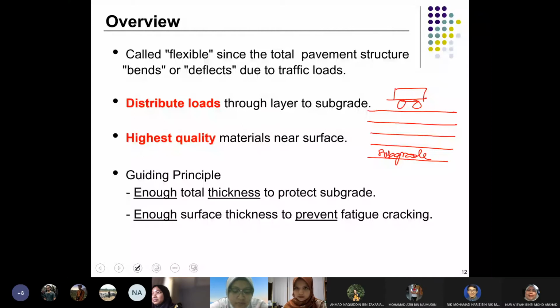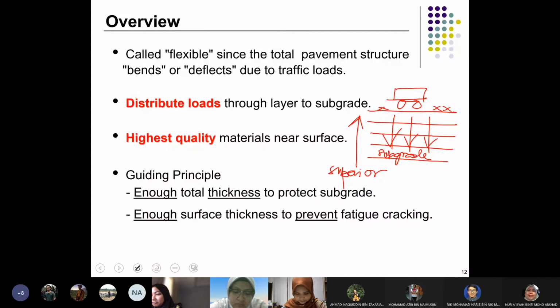Subgrade is the in situ soil. Okay, and then what else? It is highest quality materials near the surface. So makin dekat dengan permukaan, lagi superior material you kena guna. Okay, lagi tinggi, lagi superior material you can provide. Highest quality. Okay, sebab dia come in contact with the load directly. So kena provide highest quality lah, makin dekat dengan pavement surface.